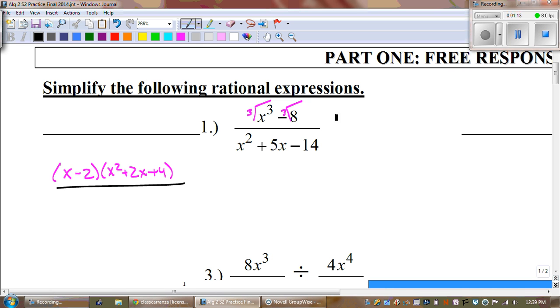Now for the bottom, we're looking for numbers that multiply to get negative 14 and add to get 5. And you should be getting 2 and 7, and it's going to be a negative 2. So we get x minus 2 and then x plus 7. All right, and what cancels out is the x minus 2's, and then we're left with x squared plus 2x plus 4 on the top, and x plus 7 on the bottom.